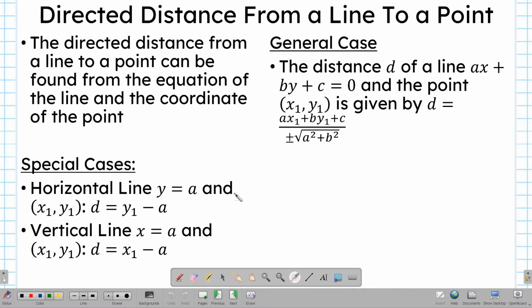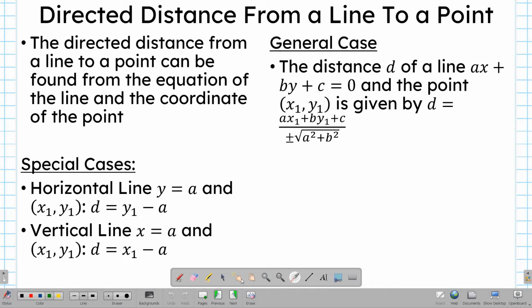So, a concept related to both point and line in analytic geometry is finding the directed distance from a line to a point. So, pag sinabing directed distance, it means that we have to consider whether it's positive or negative. Kasi the sign gives us the direction that we would have. So, the directed distance from a line to a point can be found from the equation of the line and the coordinates of a point.